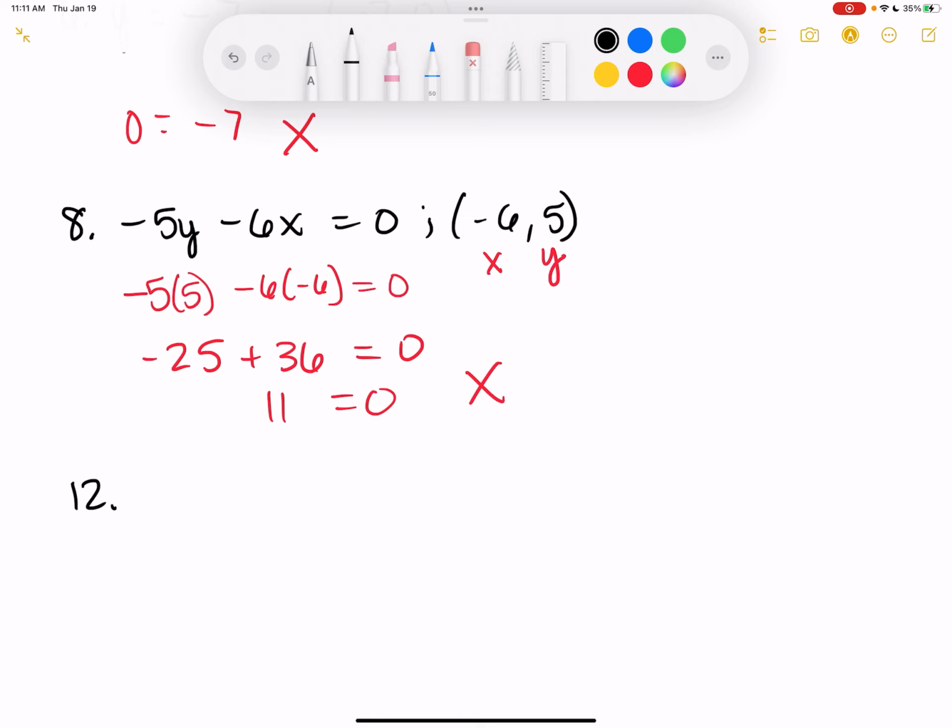So number 12, y minus 2x is equal to 5. So the very first thing I need to do, step 1, is that I need to get y by itself. So how would I go about doing that? You would add 2x. I'm going to add 2x to both sides. So y is equal to 2x plus 5.